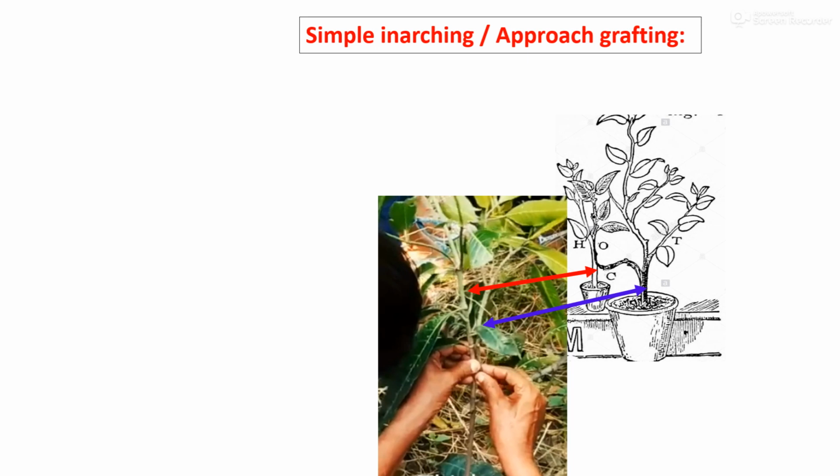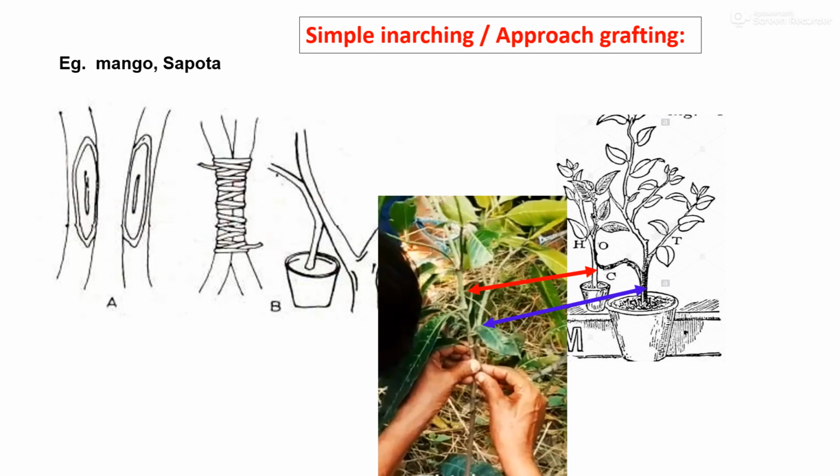So the first method is simple inarching or approach grafting. The common, well-known example of simple inarching and approach grafting is mango or sapota. It can be possible in guava also. So in the simple inarching technique, in general we use the rootstock and scion. So this is the scion attached method.